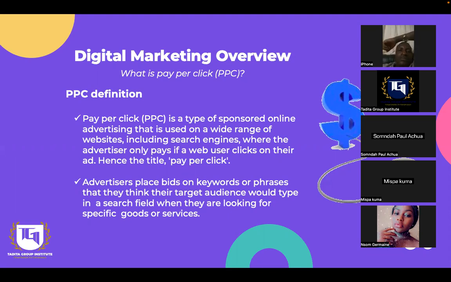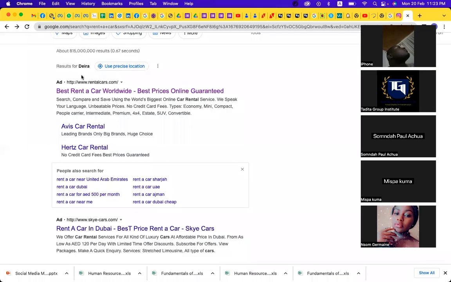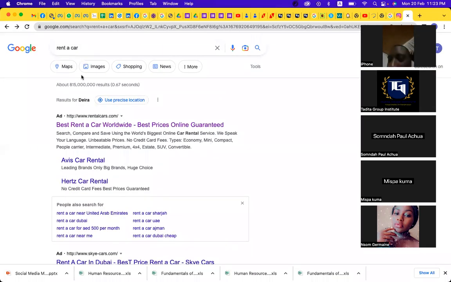Okay, so once you already know that these are the words people usually search about your business, you are going to use that word on the ad which you are creating. Now, once you use the words on that ad and people come to the various search engines and type that particular word, your ad is going to show to them. Okay, so the word rent a car can either be known as a search term or a keyword. It is known as a search term to the audience. The person typing that word on this search bar, that word is known as a search term to that person.